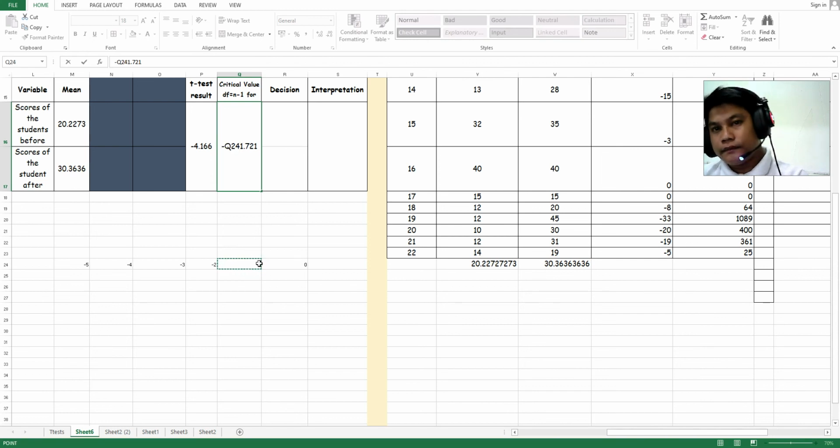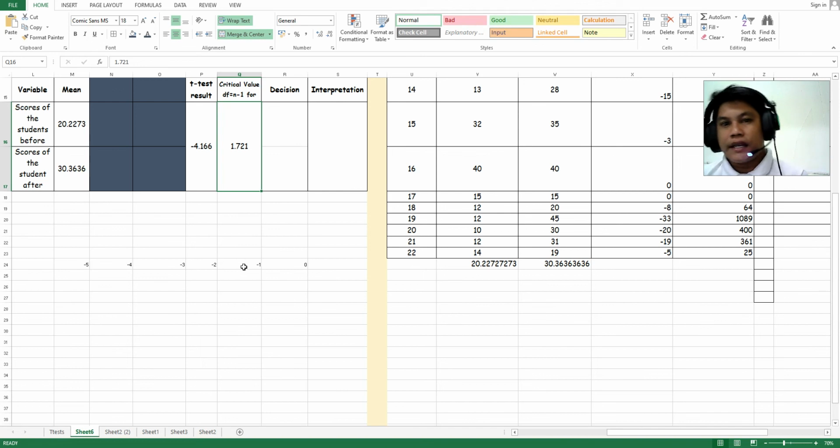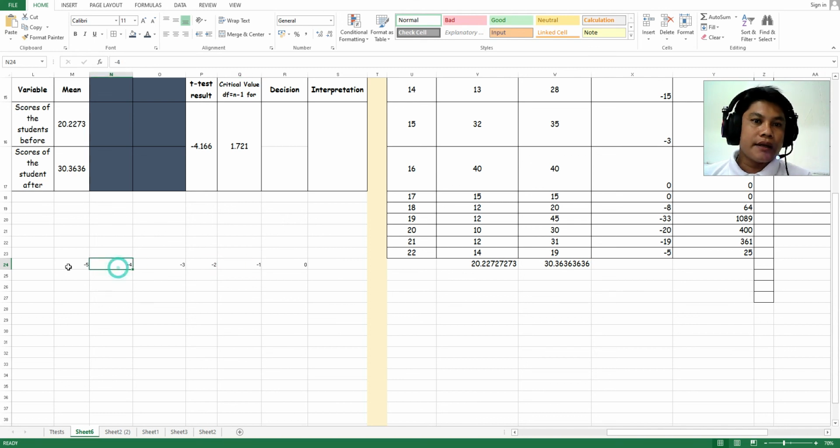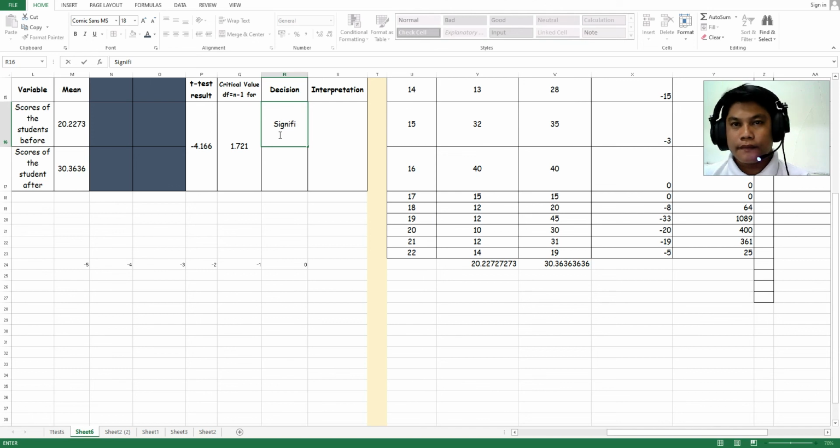It's negative 1.7 somewhere here, but then our t-test is somewhere here. So we know that it is beyond the critical value, considering its distance. Therefore, it's significant. So we can say it's significant, and that means our null hypothesis is rejected.